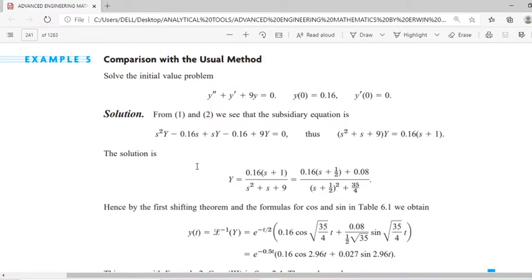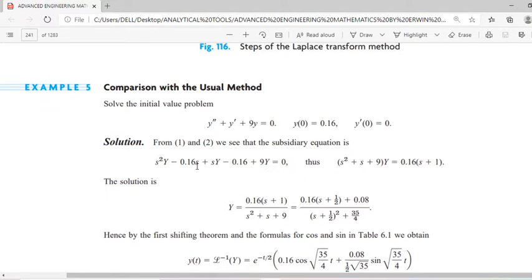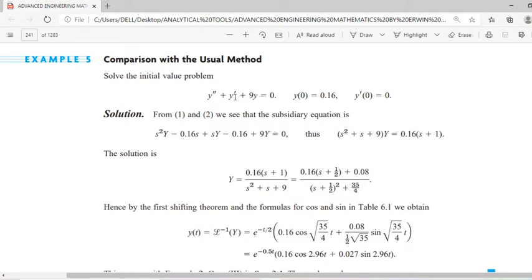And you can see another example here. y double dash plus y dash plus 9y equal to 0. Initial values are given. y of 0 is equal to 0.16, y dash of 0 equal to 0. So apply the Laplace transformation on both sides.